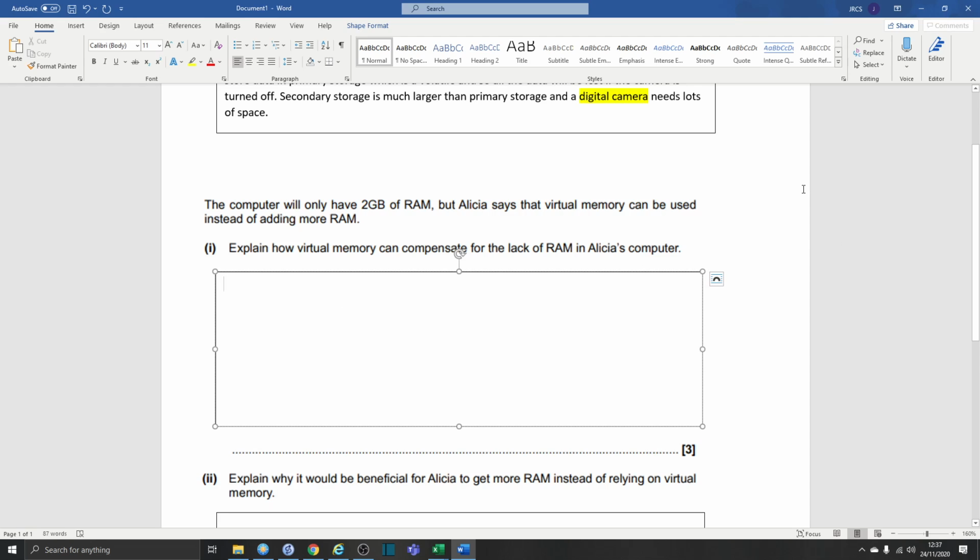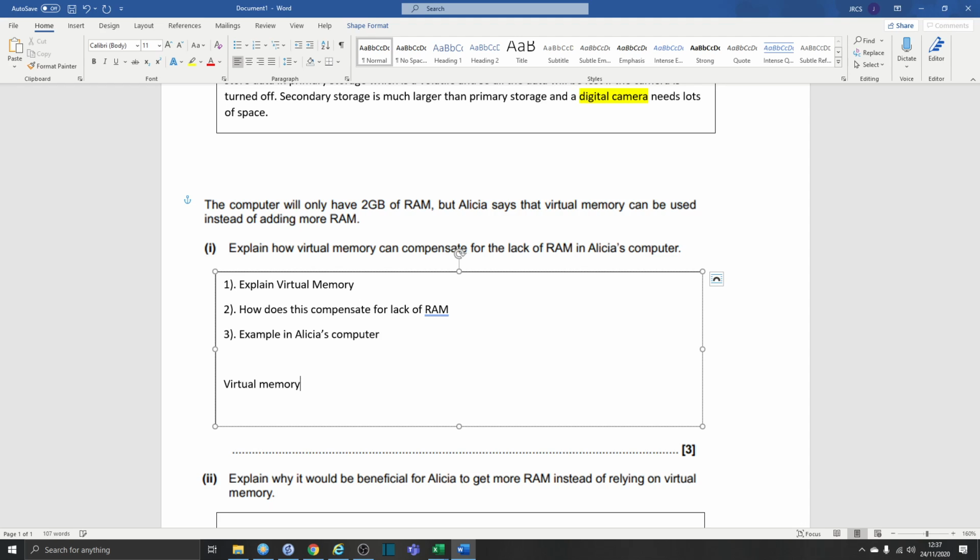So here, the computer will only have 2 gig of RAM, but Alicia says that virtual memory can be used instead of adding more RAM. Explain how virtual memory can compensate for lack of RAM in Alicia's computer. Right, so there's 3 points here. Point 1, explain virtual memory. Mark 1. Point 2, how does this compensate for lack of RAM? And then point 3, examples in Alicia's computer.